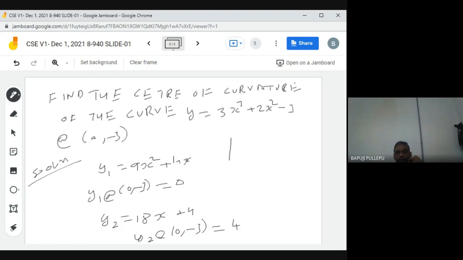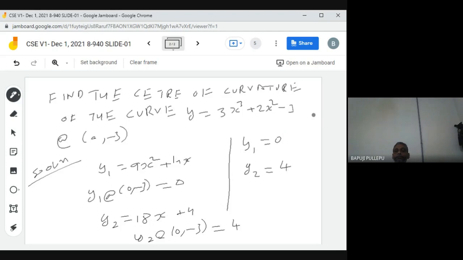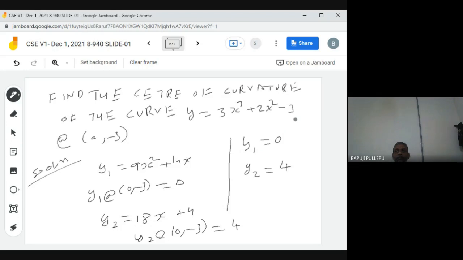Now, from this, what do you understand? y1 at 0 comma minus 3 is equal to 0, and y2 is equal to 4. Correct? Keeping this, now I write the formula. What is my x bar? x bar is x minus y1 into (1 plus y1 square) by y2.